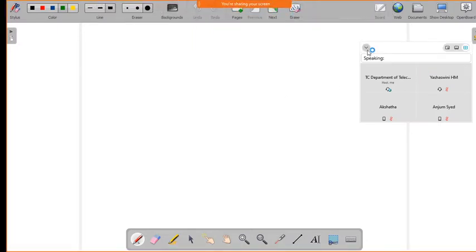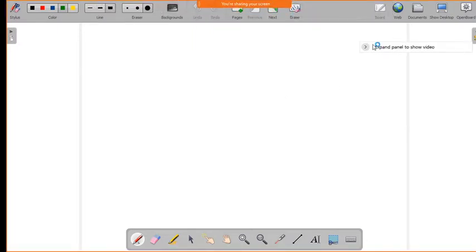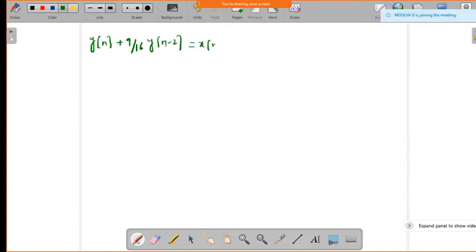Okay, so try to do that problem and I'll give the solution. This is a problem which I gave: y of n plus 9 by 16 y of n minus 2 is equal to x of n minus 1.